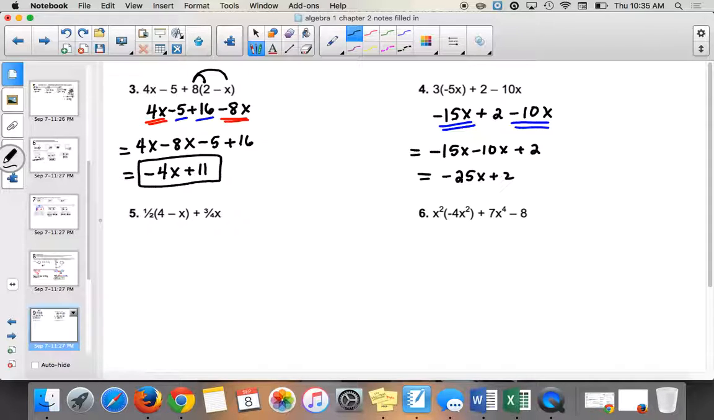All right, so next one, we have fractions. So if you have fraction phobia, it's okay, we can handle this. We're getting good at fractions. We're going to multiply the 1/2 n. So I'm going to have 1/2 times 4. So if you need to write that out, that's fine. And then I have minus 1/2 times x. And then I have plus 3/4 x.